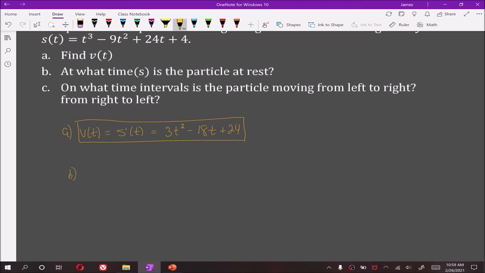Now determine times that it's at rest. Well, if it's at rest, that means the particle has 0 velocity. So we want to solve v of t equals 0. We can divide by that 3. T squared minus 6t plus 8 equals 0. That can be factored down to t minus 2 times t minus 4. And so we get that the particle's at rest at 2 seconds and at 4 seconds.